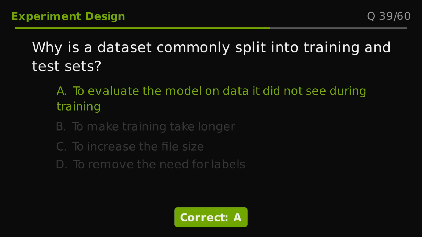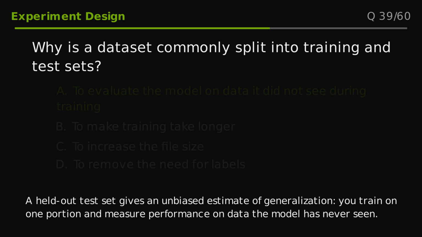The correct answer is A. A held-out test set gives an unbiased estimate of generalization. You train on one portion and measure performance on data the model has never seen.